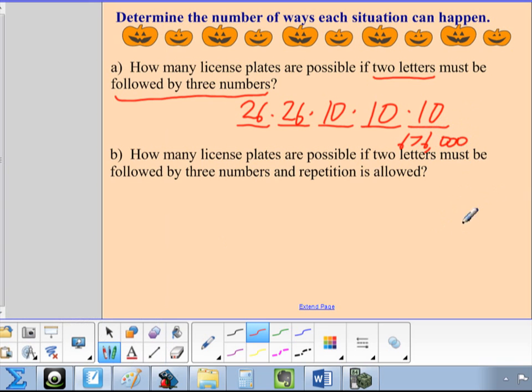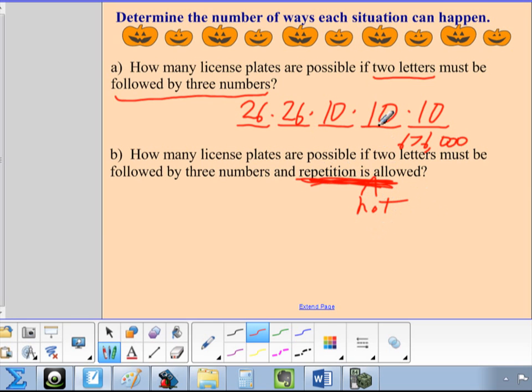676,000 license plates. Now the second one's a little different. This is 2 letters followed by 3 numbers with repetition. Whoops, I meant to do that differently. This should say without repetition. Repetition is not allowed is what I meant to say. Repetition is a big deal in probability.